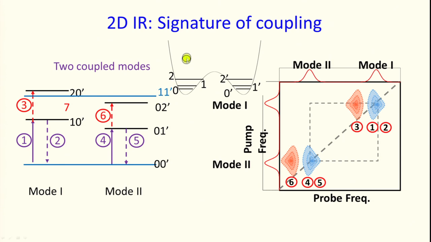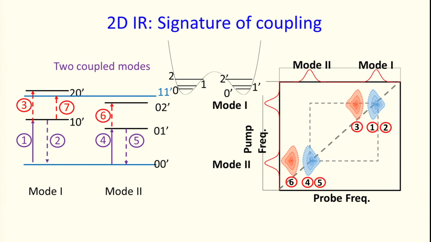So, you cannot go from 0 0 dash to 1 1 dashed, but one can go from 1 0 dash to 1 1 dashed, right? Because 1 0 dash to 1 1 dashed means already the first oscillator is in the V equal to 1 state. Now, one photon comes and all it has to do is to promote the second oscillator from 0 dash to 1 dashed state, when the first oscillator is already at V equal to 1. Okay? So, we will call this pathway, pathway 7.